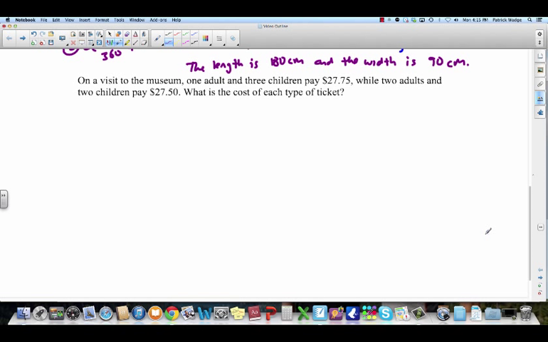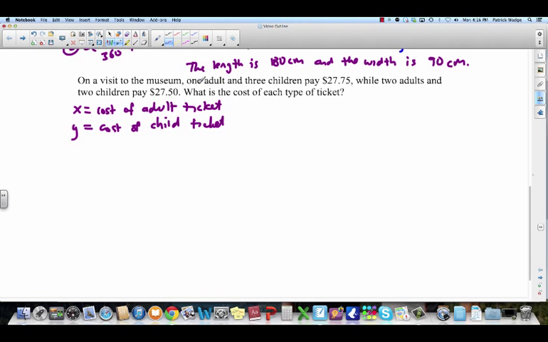Second one. On a visit to the museum, 1 adult and 3 children pay $27.75, while 2 adults and 2 children pay $27.50. What's the cost of each type of ticket? So what are the two things we don't know here, our X and Y? Well, what we're trying to find is the cost of each type of ticket. So let's let X equal the cost of an adult ticket. And let's let Y equal the cost of a child ticket.